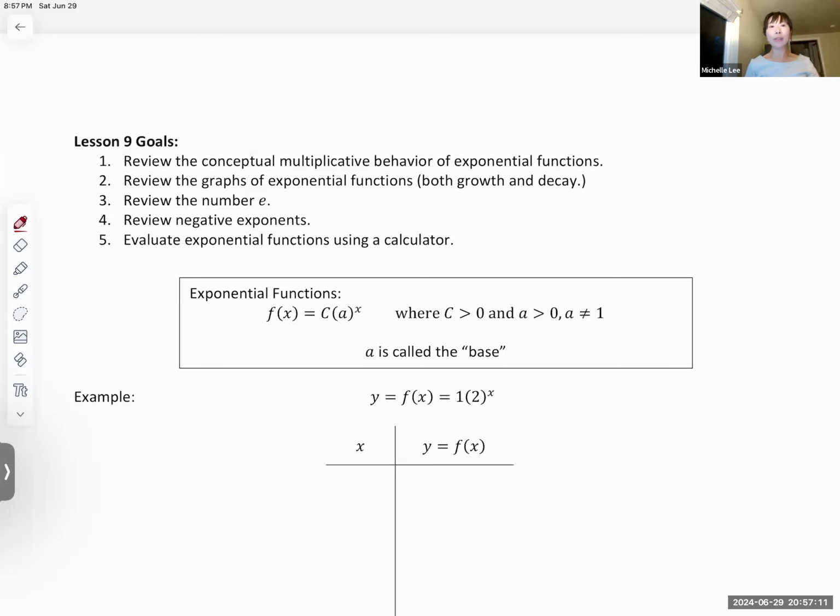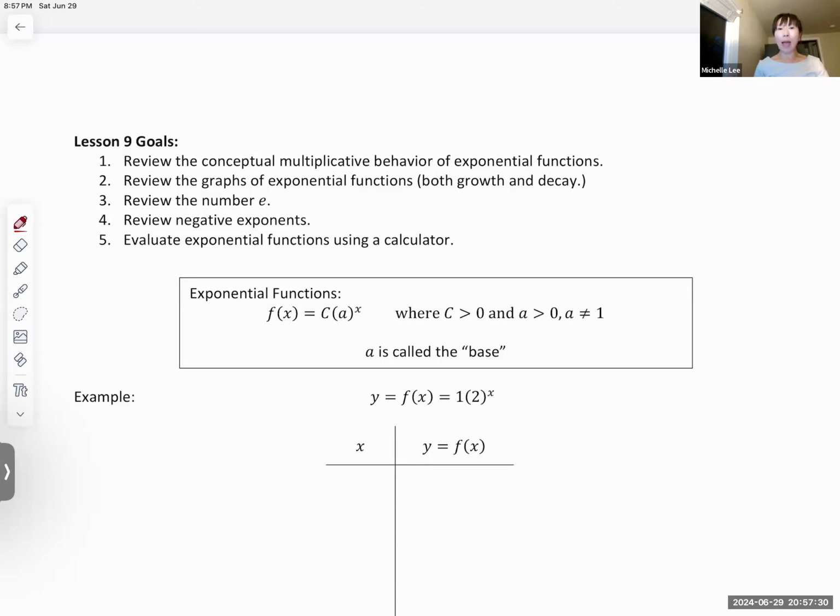Hello everyone. Today's lesson is lesson 9. The goal is to review the conceptual multiplicative behavior of the exponential function, and then the number e and the negative exponent. So let's do this one.